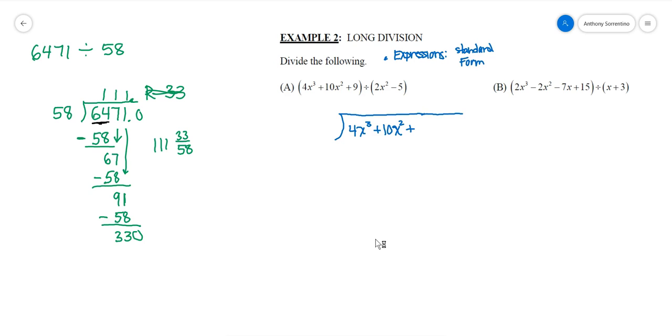Which means that if it's not written in a way where any of the expressions are going from highest power of x to lowest power of x, I'm going to change that. I'm going to make sure they're put in that order. The second thing I'm going to make sure I do is that missing terms will be represented with 0 coefficients.